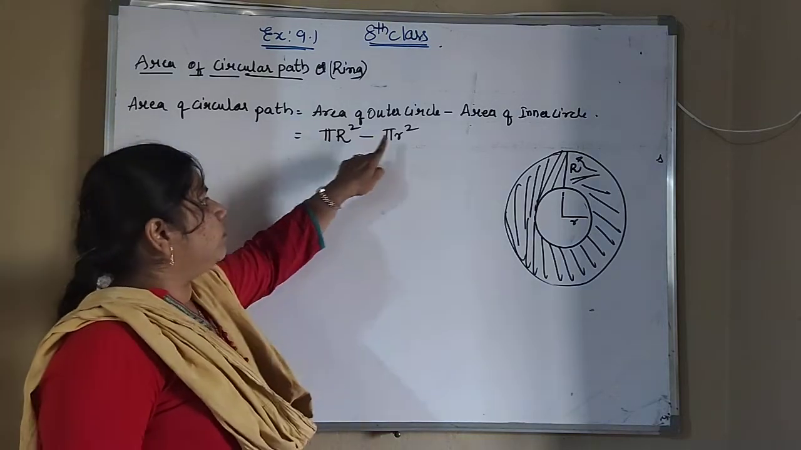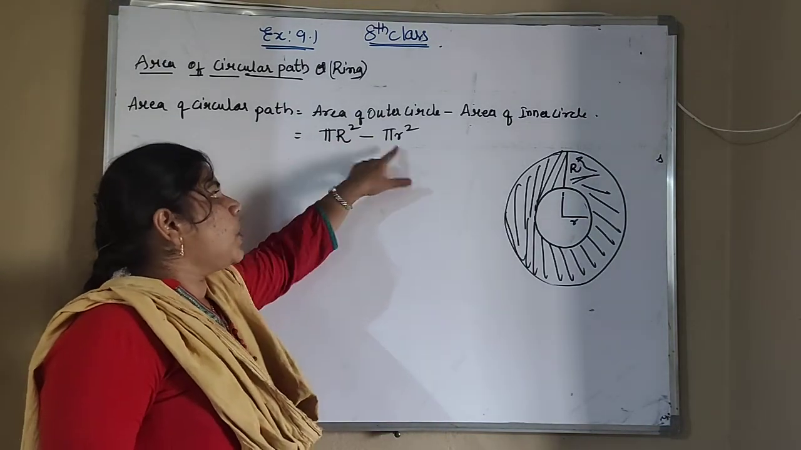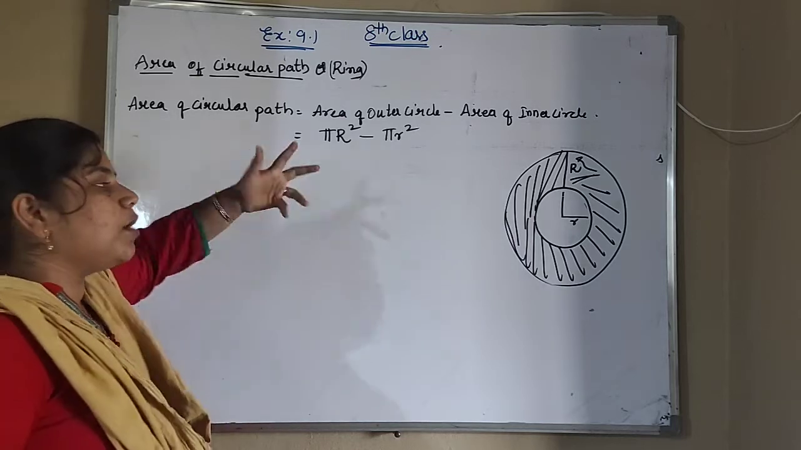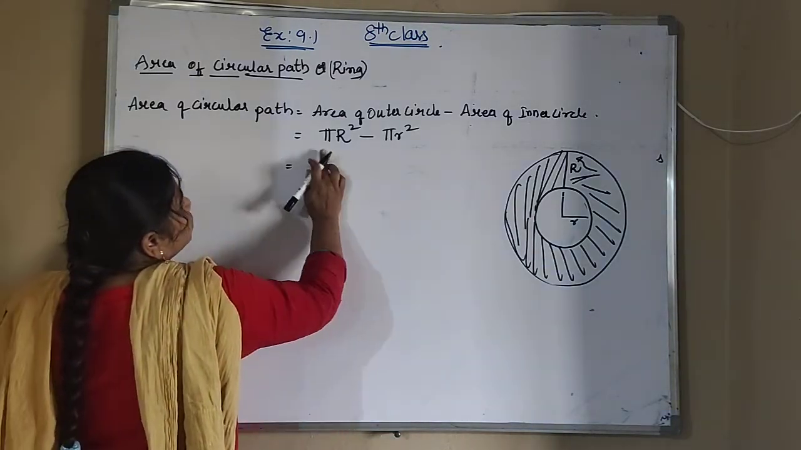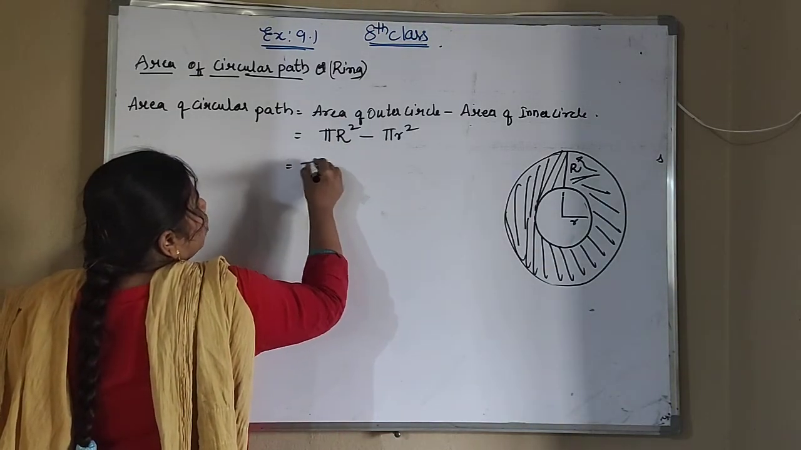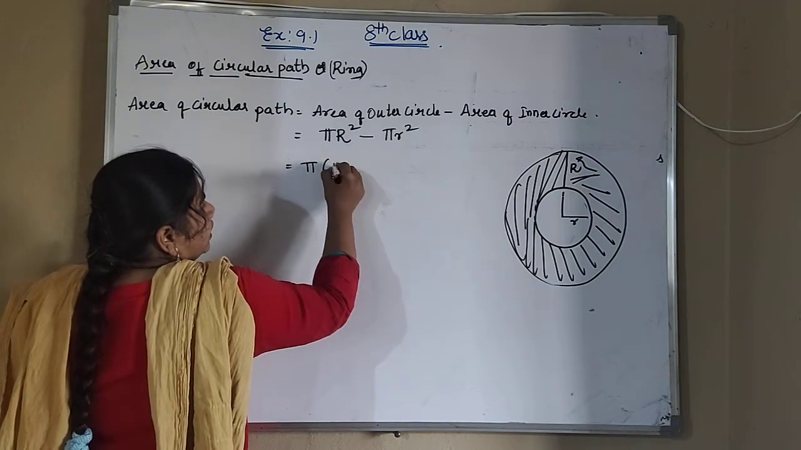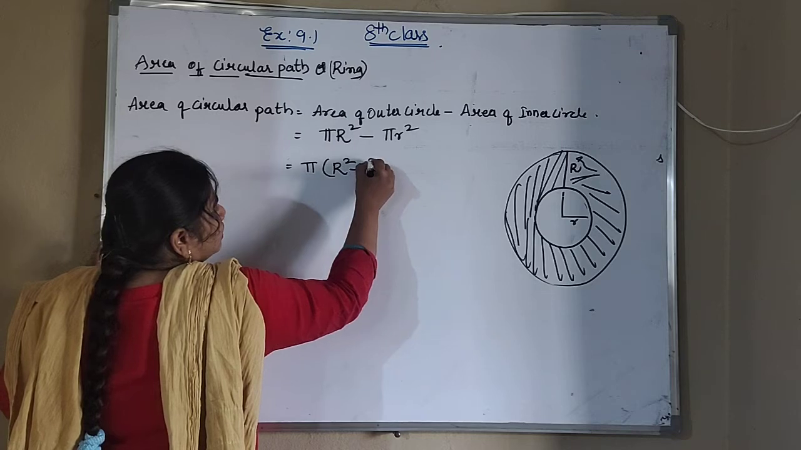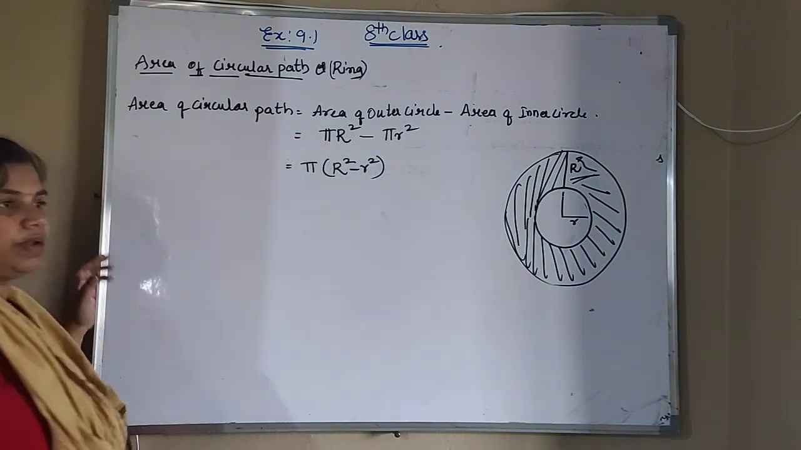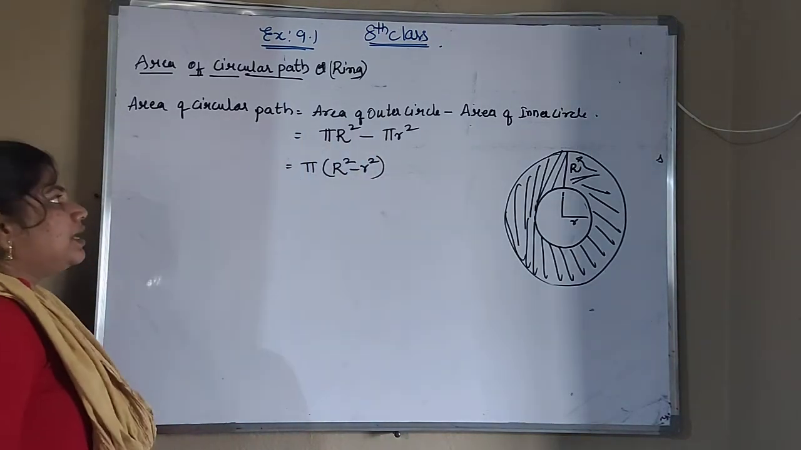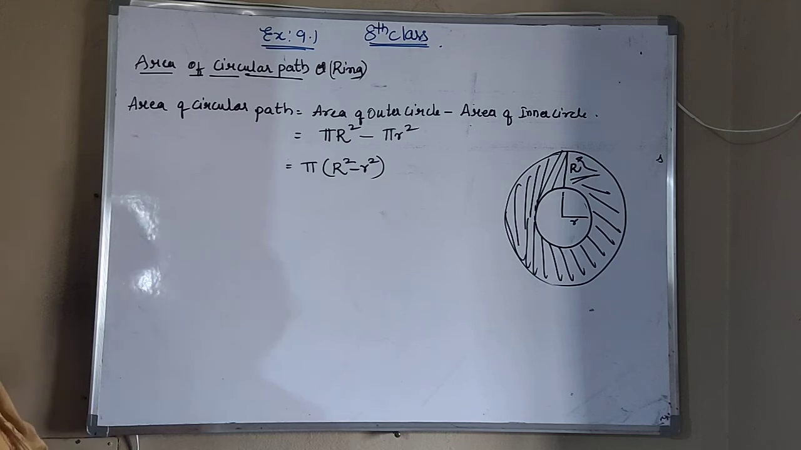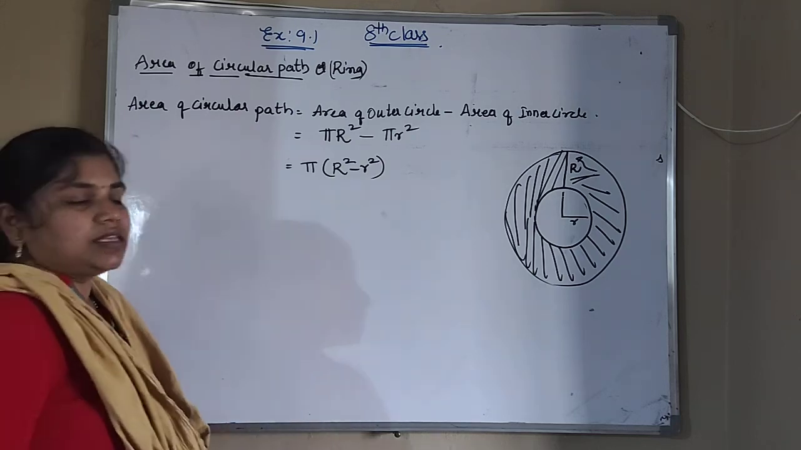From these two, which one is common? Which alphabet is common, we have to take out. Pi is common in both the values. So the remaining values you write inside, that is capital R square minus smaller r square. So this is the formula for the area of a circular path.